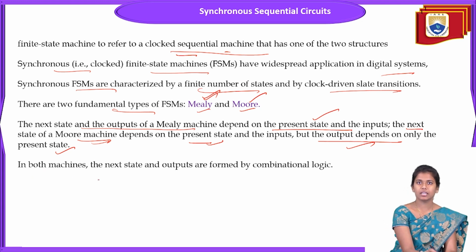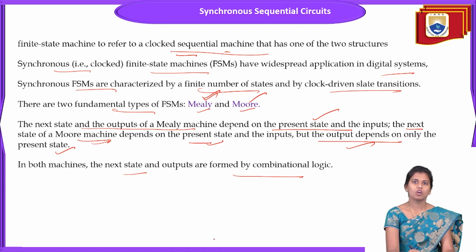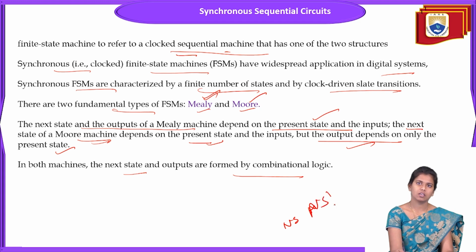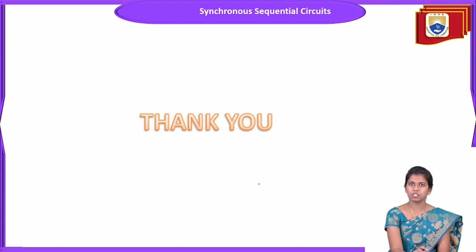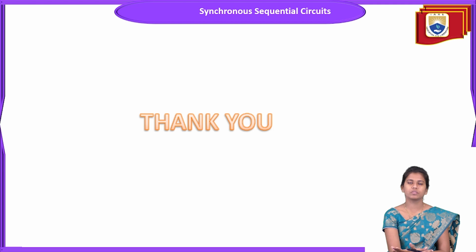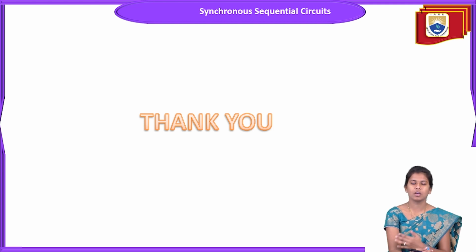In both machines, the next state and outputs are formed by the combinational logic. So this combinational logic takes the present state and produces the next state. This is about Mealy and Moore, a small difference, and this is all about the synchronous sequential machines. In the next classes, we'll be discussing more about the analysis of synchronous sequential machines and the synthesis of synchronous sequential machines using different tools in HDL programming languages.